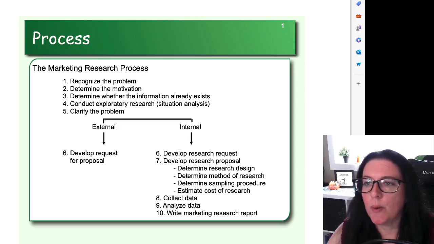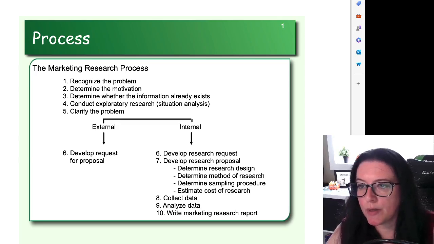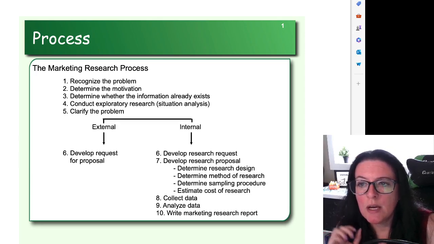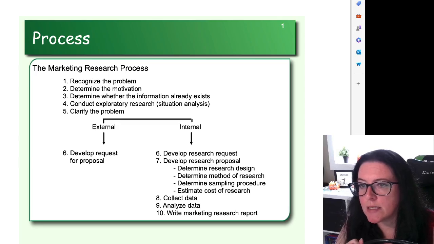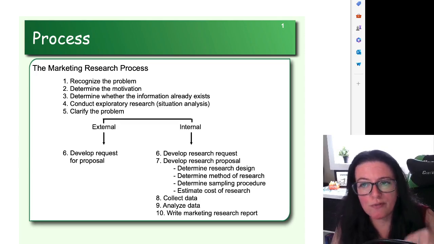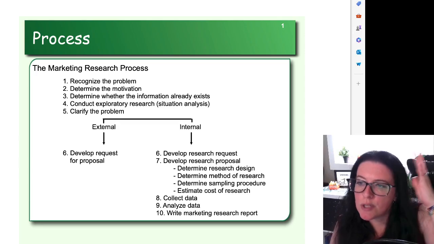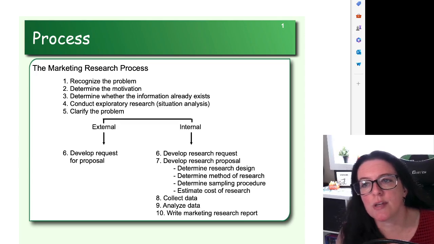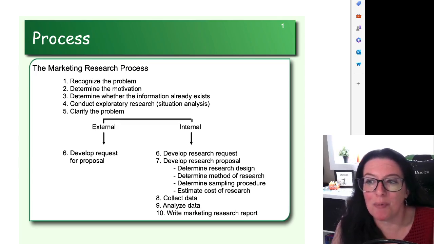In our last video, we were looking at the research process. And so the steps we're going to look at is to recognize the problem, determine the motivation, determine where the information already exists, conduct that exploratory research to understand the situation, and clarify the problem. Those are the first 5 steps. We introduced the entire process in the last video. We're going to work through those first couple steps throughout the next couple videos.